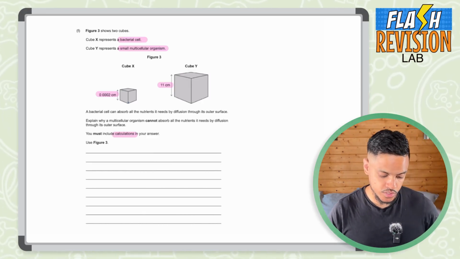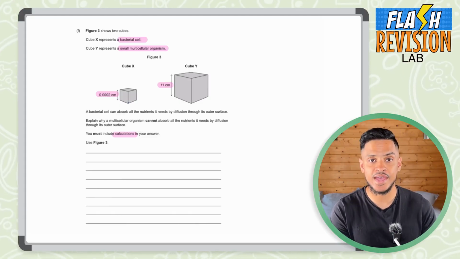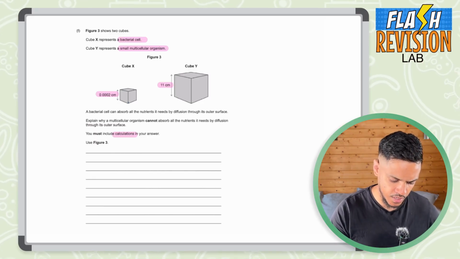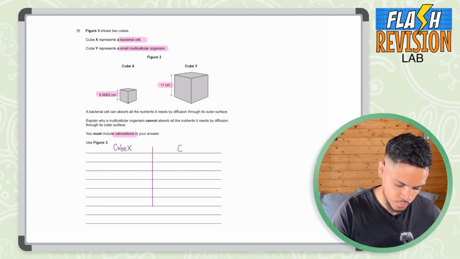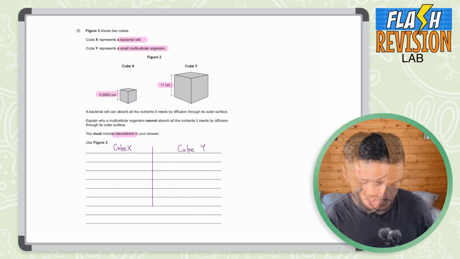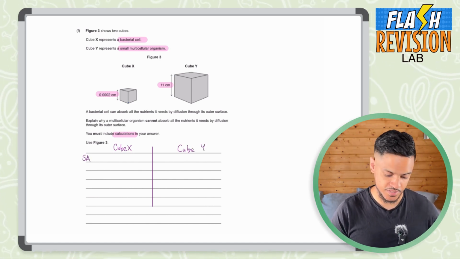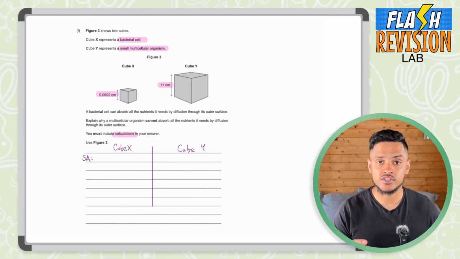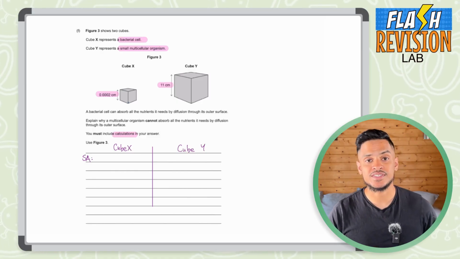So what we want to do is calculate the surface area to volume ratio of X and Y, and then we're going to compare them. So let's split up our calculation into 2. We've got cube X on this side and cube Y on this side. Surface area to volume ratio, let's start off with cube X. Let's work out the surface area of that. So remember, the area of a square, we want to do length times width here, and all the lengths and widths are the same.